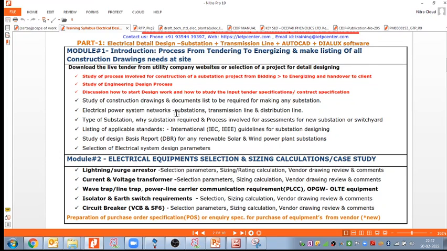Power system network, types of substations and why required, that we discussed. All the I&C systems we discussed. Design basis report, yesterday we saw a design basis report for a wind power plant. Electrical system design parameters we have also seen: the current, rated voltage, nominal voltage, impulse, fault current, all this comes into the design parameters. So now we are closing module number one, and next week we will discuss module number two, the equipment selection and sizing calculations.